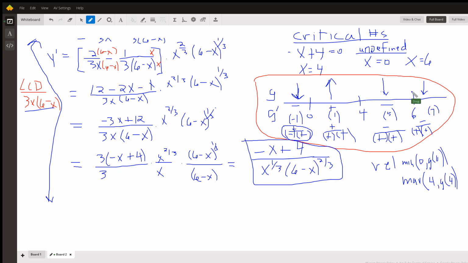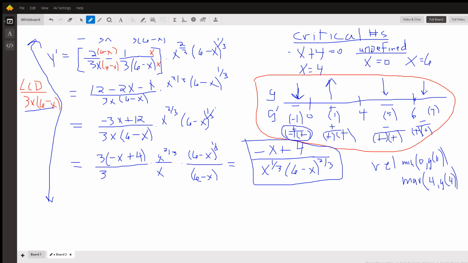And I've done a similar thing on each of the remaining intervals, and find out that since we went from decreasing to increasing, we have a relative minimum at 0, comma g of 0, and a relative maximum at 4, because we went from increasing to decreasing. At 6, we do not have a change in direction. So there's no relative maximum at 6.